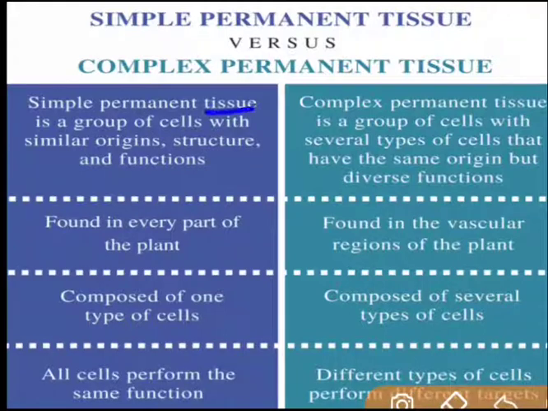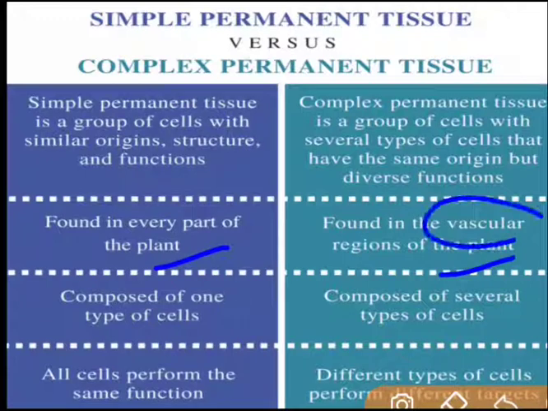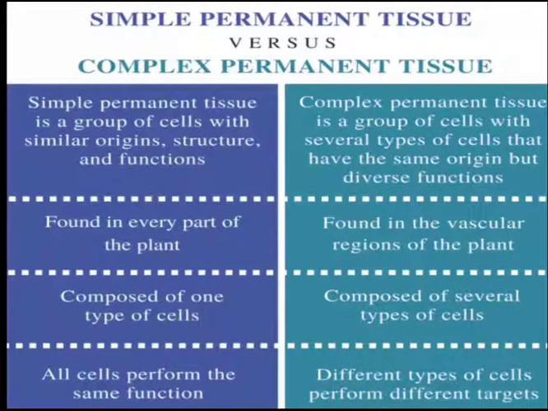So as I told you, simple permanent tissue is a group of cells with similar origin, structure and functions. Complex permanent tissue is a group of several types of cells that have the same origin but diverse functions. Simple permanent tissue is found in every part of the plant, but complex is found only in the vascular region of the plant. Simple permanent tissues are composed of only one type of cell, whereas complex permanent tissues are made up of several types of cells.